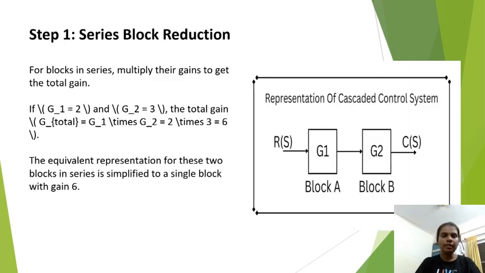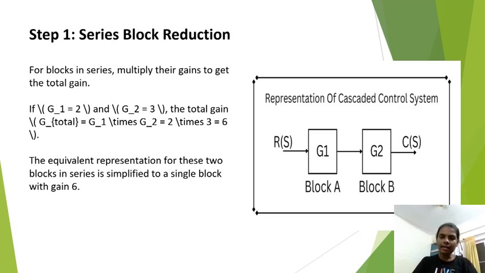First step, series block reduction. For blocks in series, multiply their gains to get the total gain. If G1 is equal to 2 and G2 is equal to 3, the total gain G total equals G1 times G2, that is 2 into 3, which equals 6. The equivalent representation for these two blocks in series is simplified to a single block with gain 6.